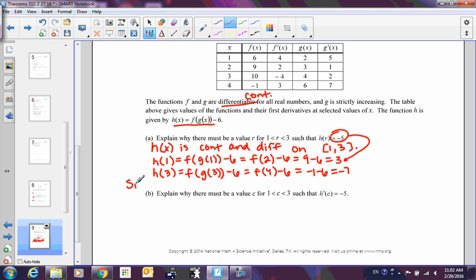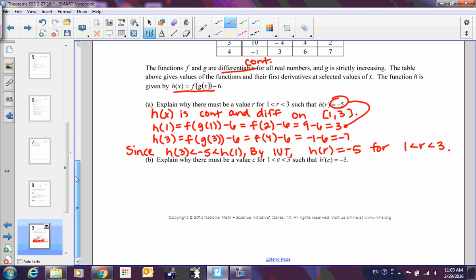Okay, so we need to say something like, since -5 is in between, h of 3 is less than -5, which is less than h of 1, and I have all my work up here to back that up. By intermediate value theorem, h of r equals -5 for this interval.